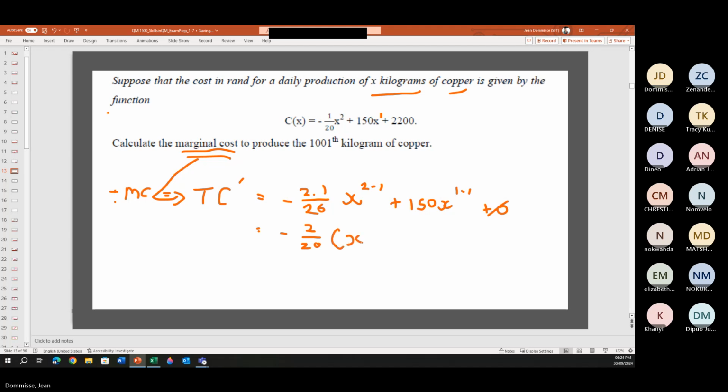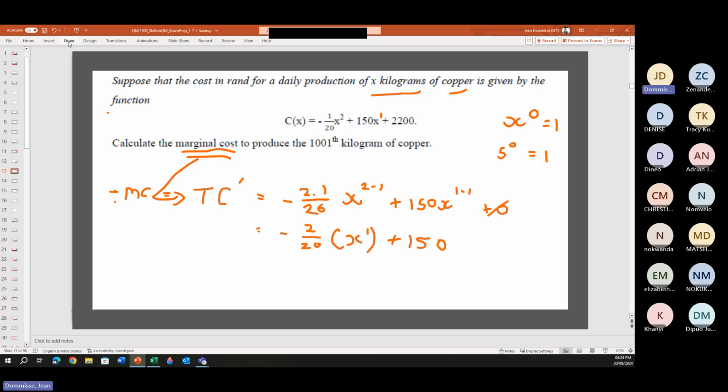times x, and x is 2 minus 1, is x1, plus 150 x1 minus 1 is x0. And to remember, x0 will turn to 1. So anything to the power of 0 is equal to 1. So 150 x0 will be just 150 times 1. So that will disappear.